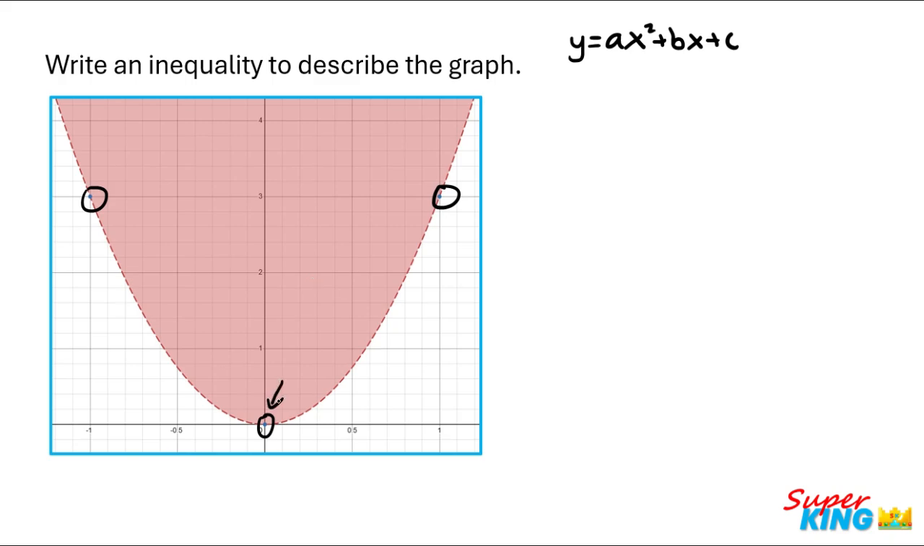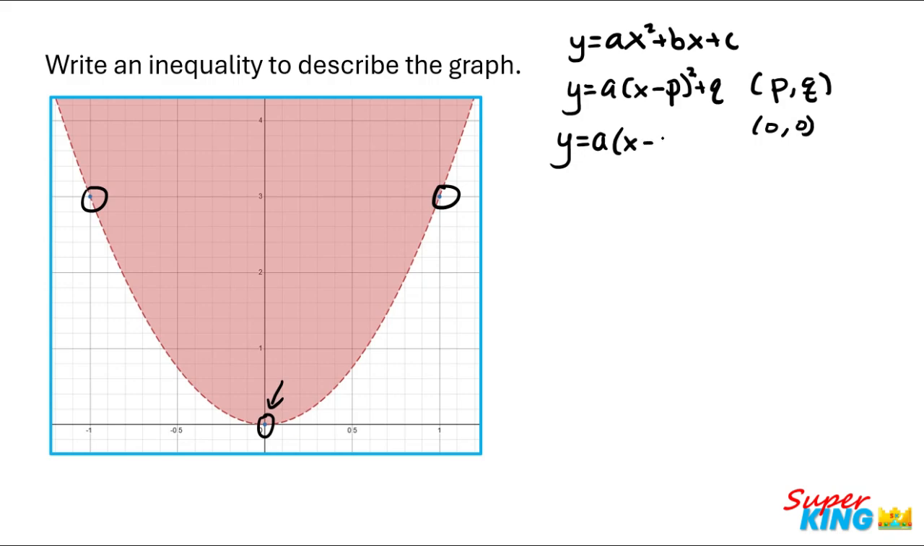However, we should notice that we are given the vertex of this quadratic as well. So we can simplify the process by using the vertex form of a parabola, which is given by a times (x minus p) squared plus q, where p and q are the x and y coordinates of the vertex respectively. Well, the vertex here is going to be the point (0, 0), so we can sub those right into our quadratic equation. So we have y is equal to a times (x minus 0) squared plus 0. We can simplify this to y is equal to a x squared, and we are good to go.